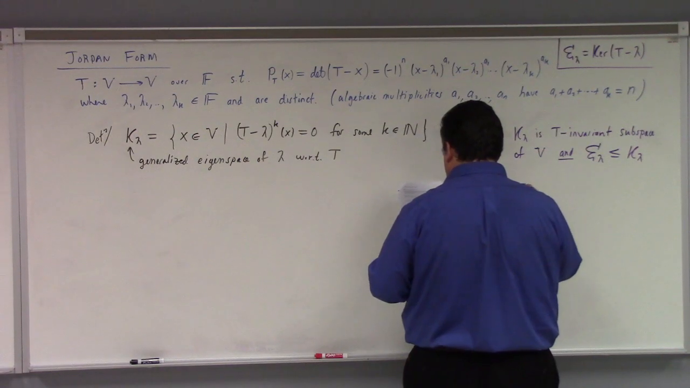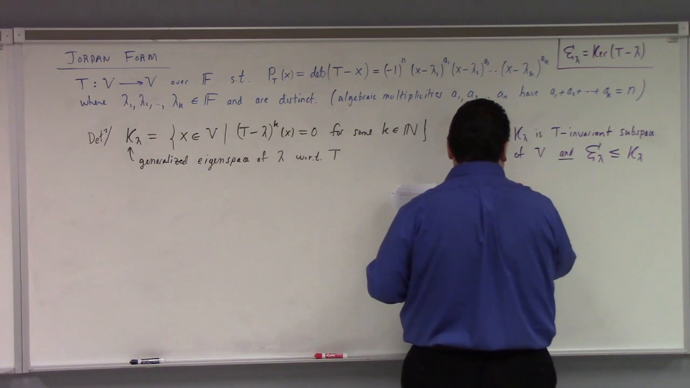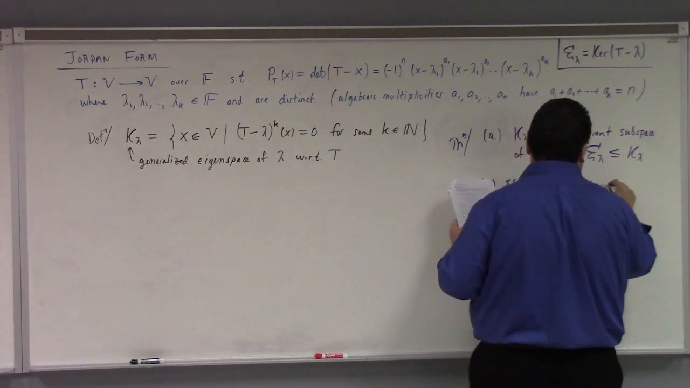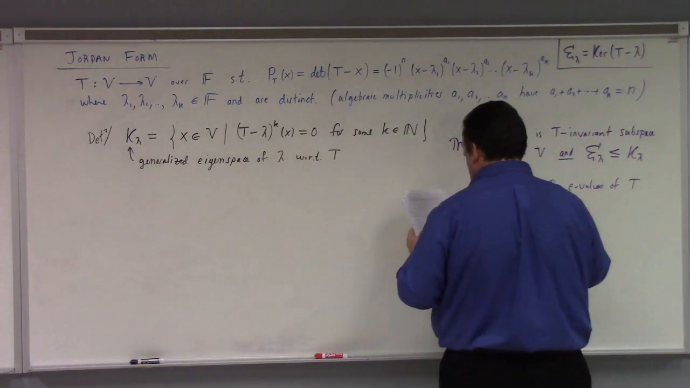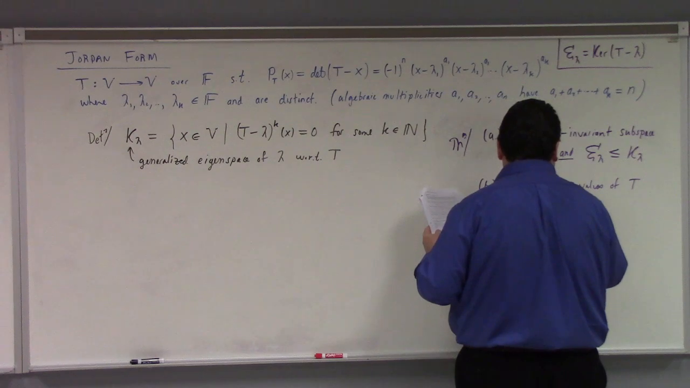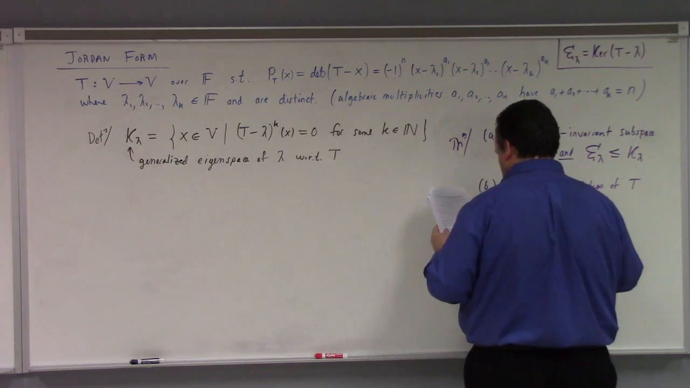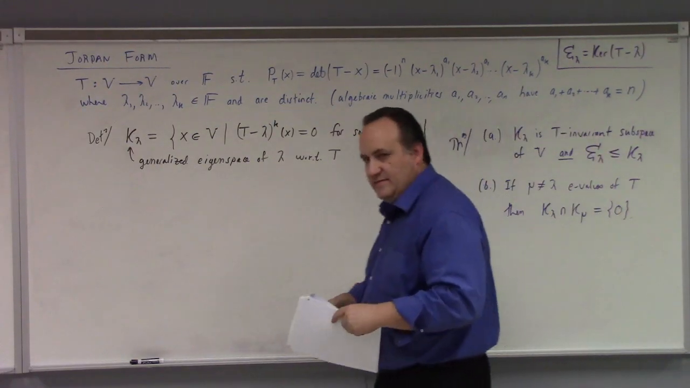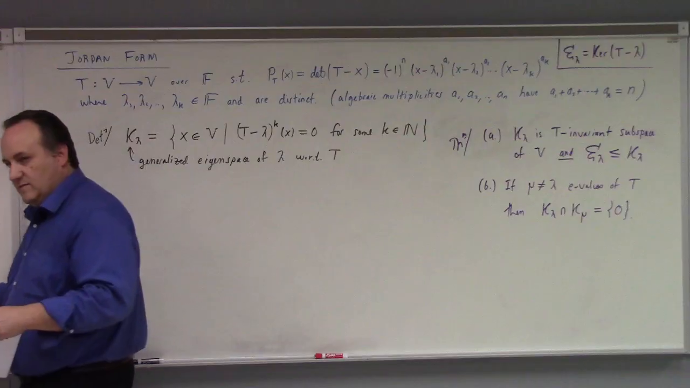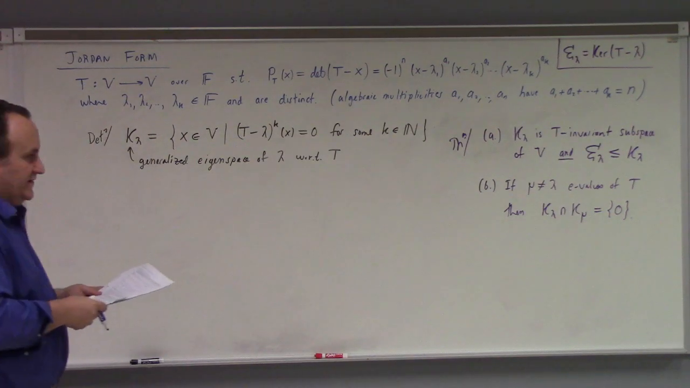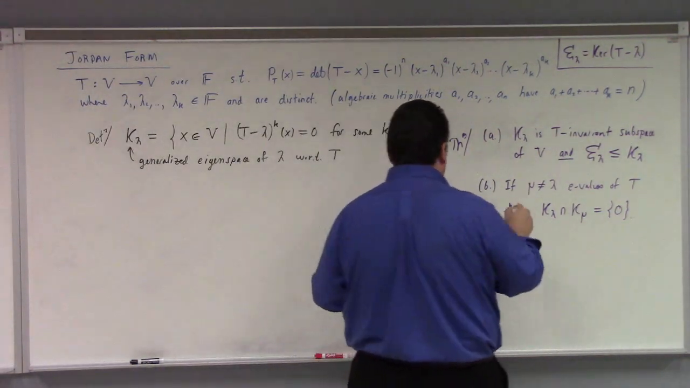Part B: for any eigenvalues mu not equal to lambda of T, then K sub lambda intersect K sub mu is equal to 0, right? Hey, that's just like we saw before for eigenspaces. The eigenspaces were independent like this as well. Their intersection was 0 for distinct eigenvalues.